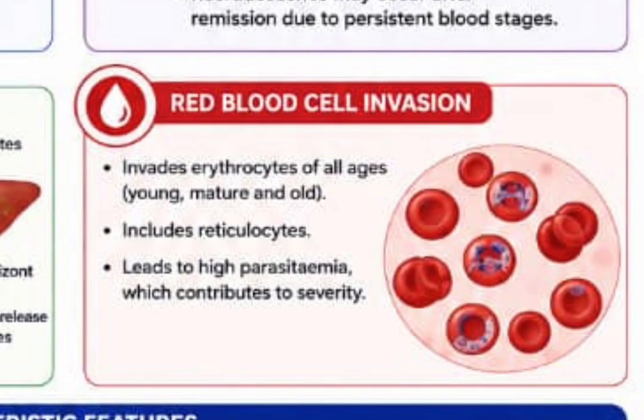It could be young, it could be matured, it could be old. Are you getting me now? So when it's affecting all types of red blood cell, what happens? It gives high parasitemia, which means it will be high in the blood, destroying the red blood cells.